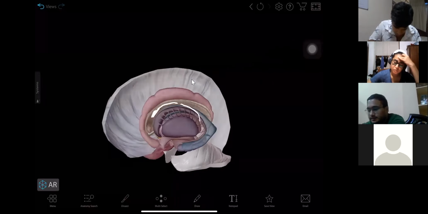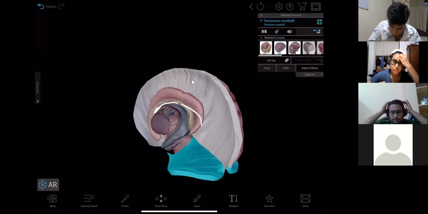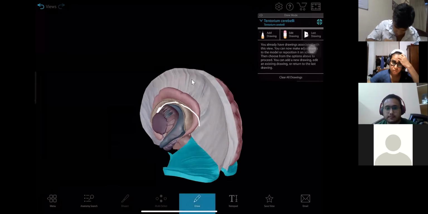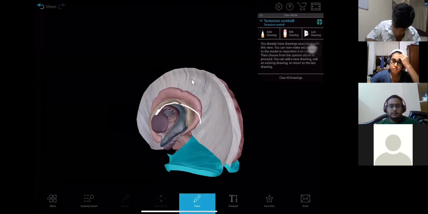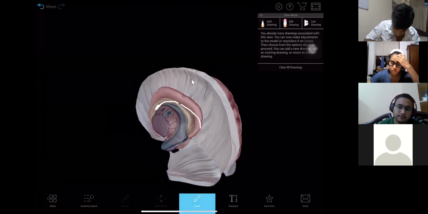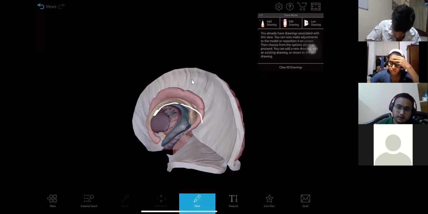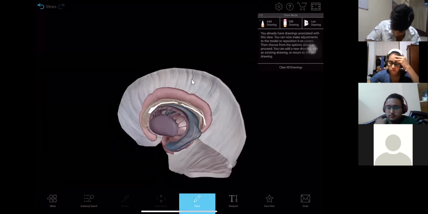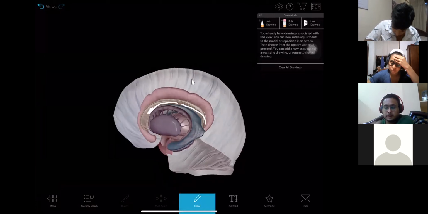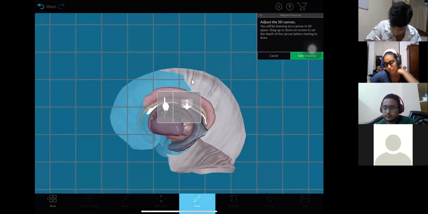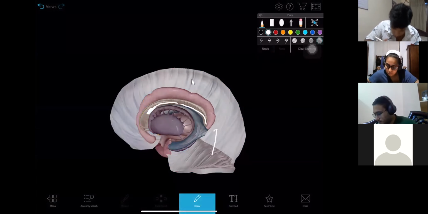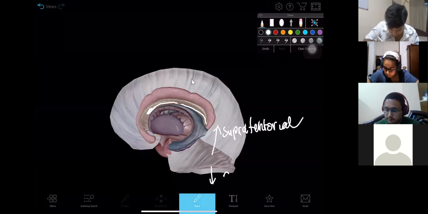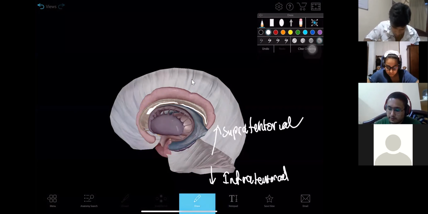Now you can see the tentorium cerebelli. The structures that go above this are supratentorial, and below that is infratentorial.